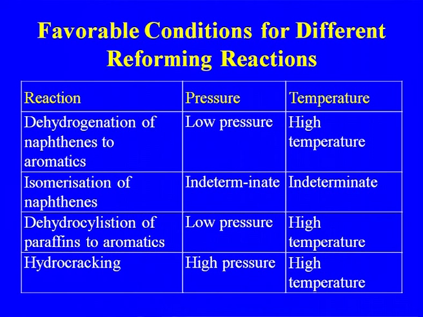These are the favorable conditions of the operating parameters. Dehydrogenation of the naphthenes to aromatics: low pressure, high temperature required. High temperature means not more than, if you are going beyond 500 to 510, the other side reactions will predominate, and the formation of coke is there. Isomerization of the naphthene, dehydrocyclization of the paraffins: low pressure, high temperature. Hydrocracking: high pressure and high temperature.